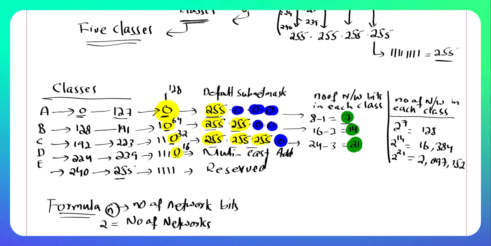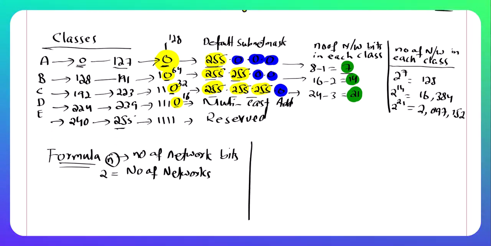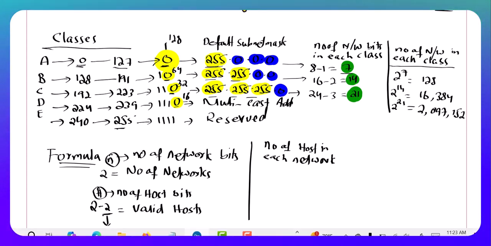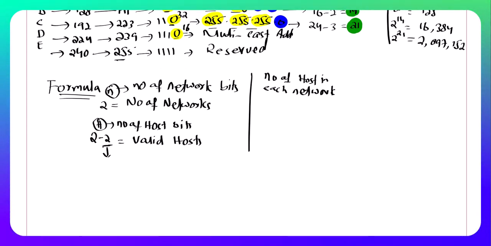Now let's find out the number of hosts in each network. For finding the number of hosts, we use the formula 2 power h minus 2. Here h means the number of host bits, and the result is the valid hosts. This 2 is the network and broadcast addresses. We have to subtract them.